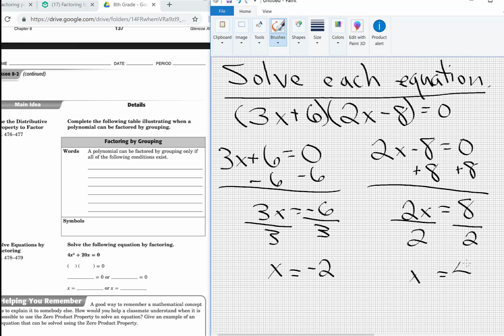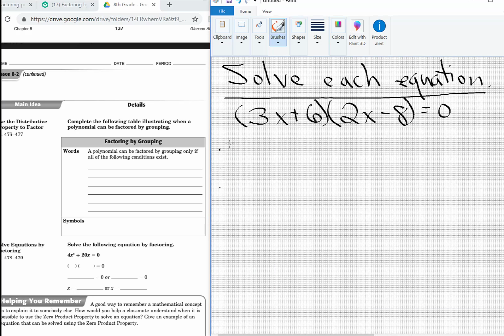Okay, so what you then would do is go back and say, if x equals negative 2, is that an actual solution? So you take this and substitute it back into the original equation that you had. So we have negative 2, so we do 3 times negative 2 plus 6, and then 2 times negative 2 minus 8 equals 0. So I multiply this out, negative 6 plus 6.